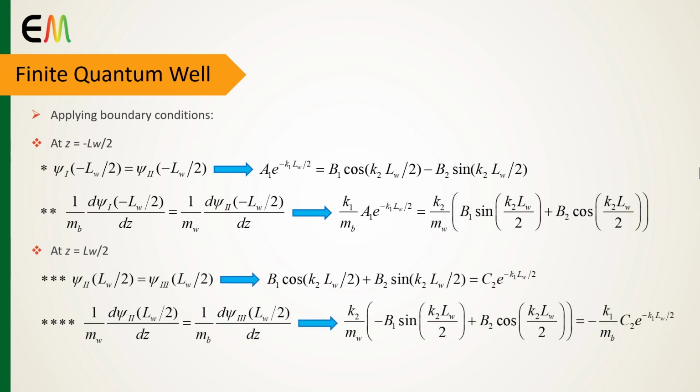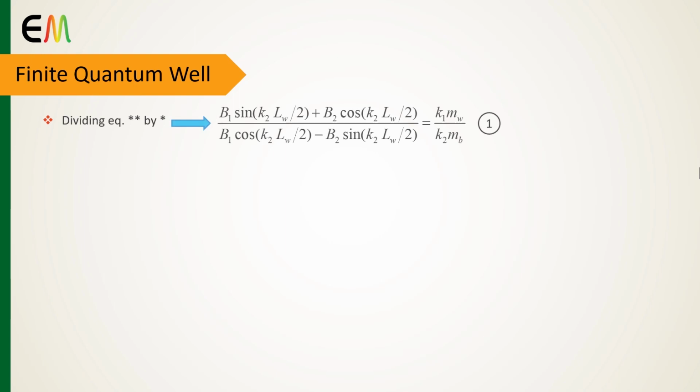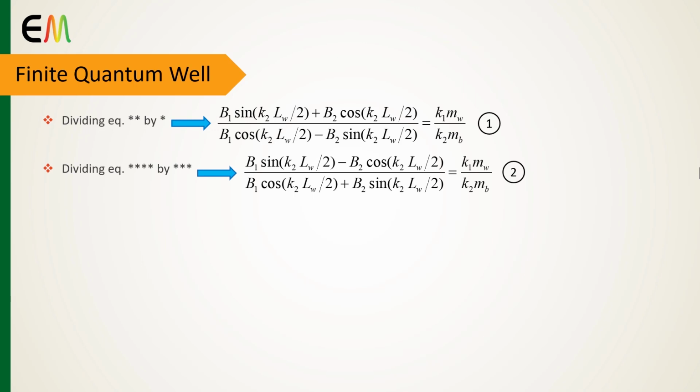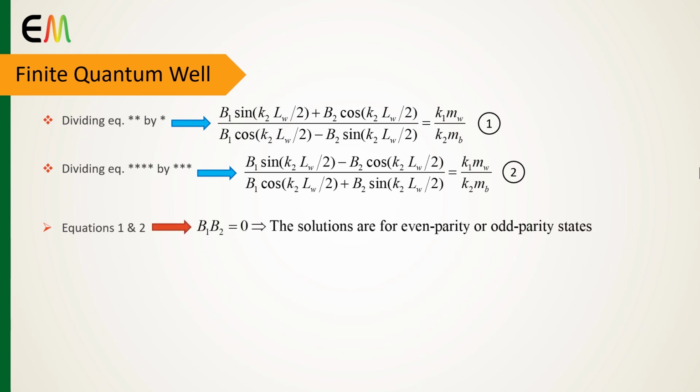By equating psi in the well and barrier, 4 equations result to determine the unknown parameters. Now by dividing the 1 star and 2 star equations and also dividing the 3 star and 4 star equations, the expressions 1 and 2 are given. In the following we conclude b1·b2 is equal to 0, which states we have solutions of psi for one of two parities, even parity states and odd parity states, because b1 and b2 cannot be 0 simultaneously.